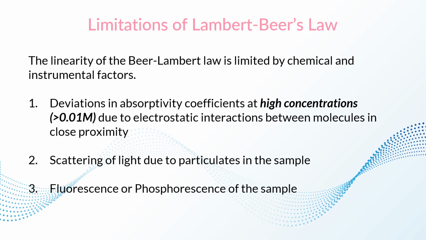The fluorescence or phosphorescence are the phenomena that might take place by the absorption of light. The molecule goes to some excited or singlet state, and then it may not come immediately to the ground state. It can come via releasing energy by different modes. So fluorescence and phosphorescence are the issues that we are going to discuss in the next video also. So these are the processes, if they take place, they are going to limit the Lambert-Beer law.